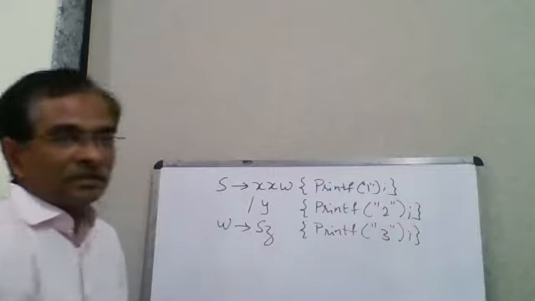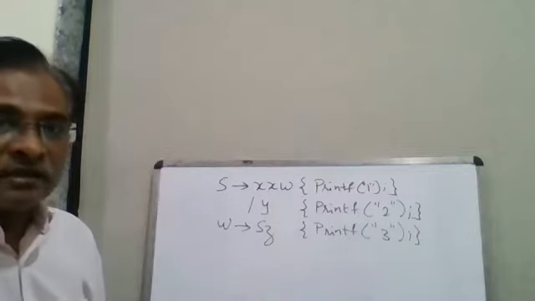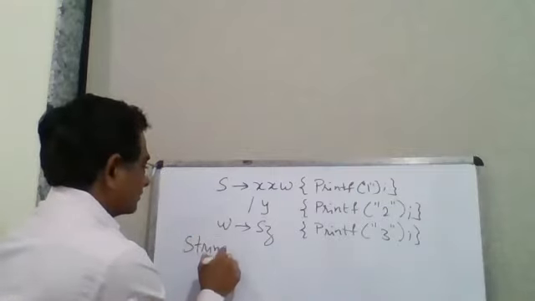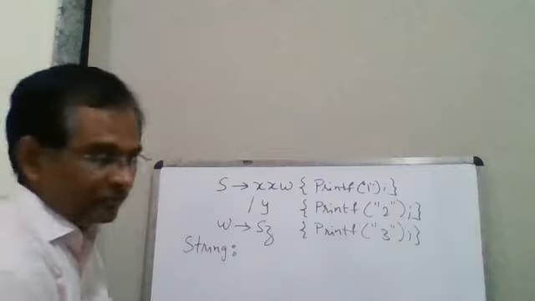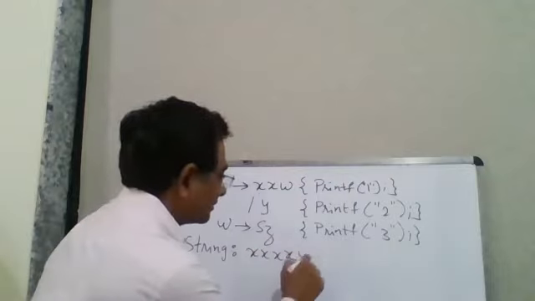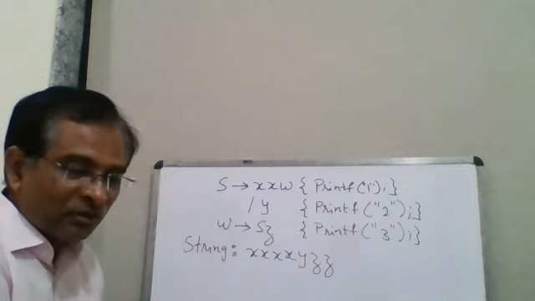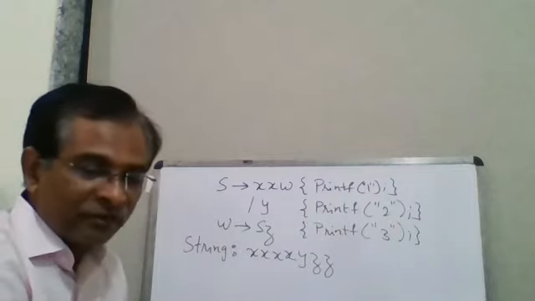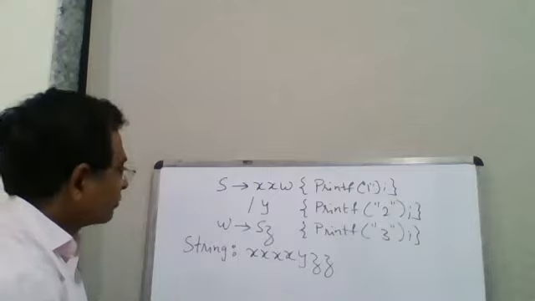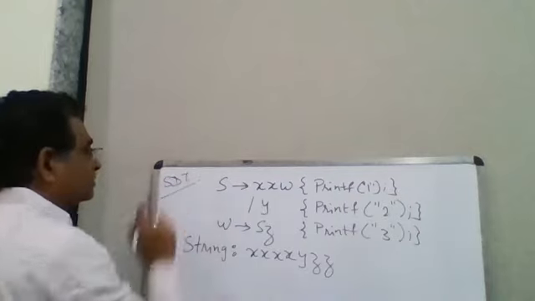So the question is, if there is some input string available with you, and that input string is, let's say, x x x x, and let's say y z z. So that means 4x and then y z z. So the question is, what is the output printed if we take the given string and apply on given SDT, right? So what will be the output that will be printed for this SDT? So this is the question which is supposed to be solved, right?